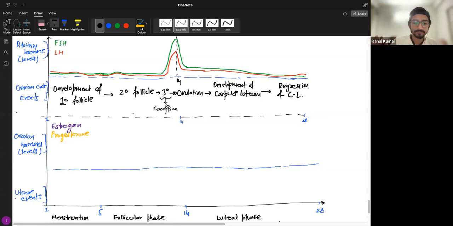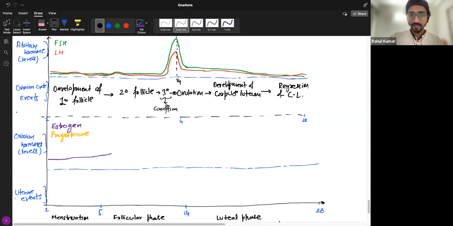Make sense? The ovarian cycle makes sense? The overall? Yes. Now let's see what's happening in, what color did we choose? Estrogen. Okay. What's happening in the ovarian hormones? Now, the levels of estrogen and progesterone. Primary follicles secrete estrogen. What do they secrete? Estrogen. So their levels to begin with are low, but start to increase and they increase and they reach the peak.